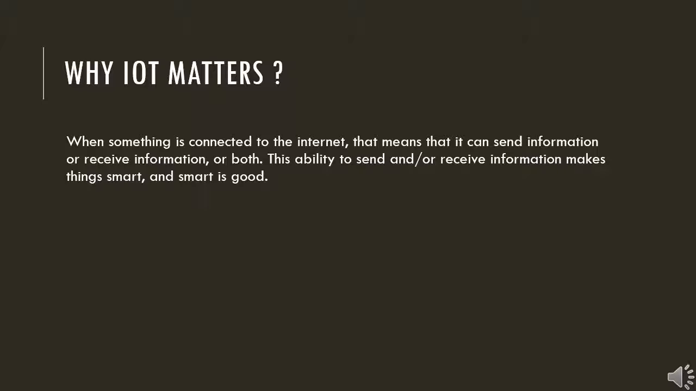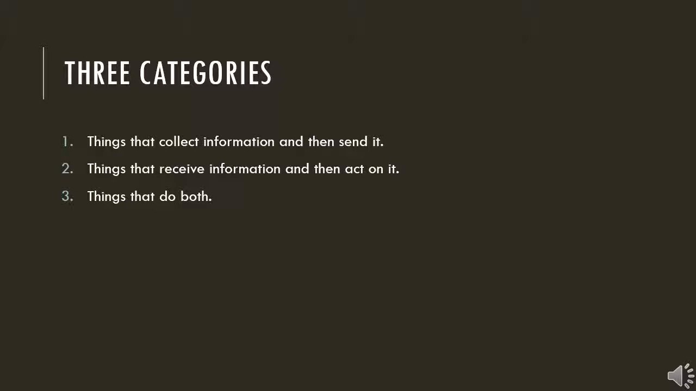Being connected is awesome. In the Internet of Things, all the things that are connected to the internet can be put into three categories. Number one, things that collect information and then send it. Number two, things that receive information and then act on it. Number three, things that do both. And all three of these have enormous benefits that feed on each other.